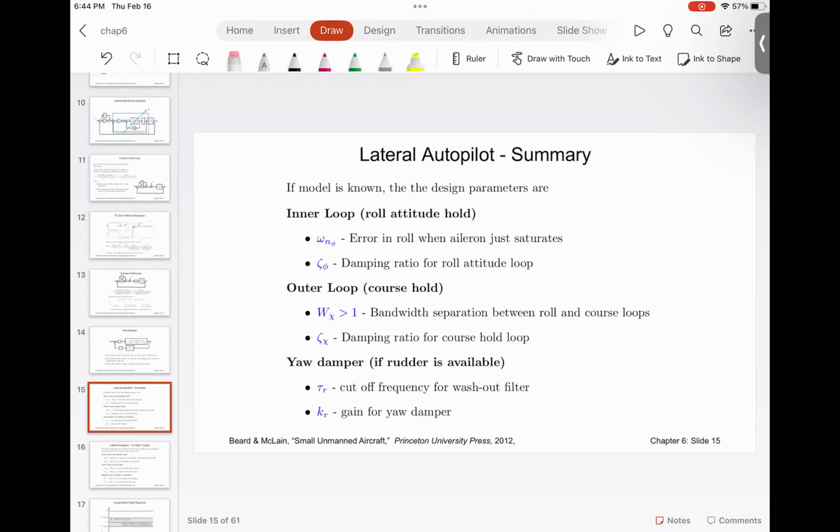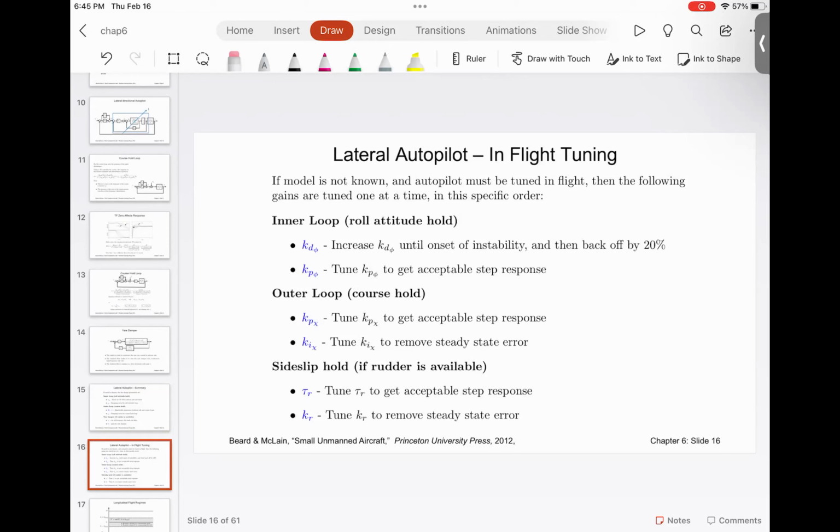This is the summary of lateral autopilot, wherein you have an inner loop, you have an outer loop, and you have a yaw damper, and you are going to adjust these different parameters so that all those loops get successively closed. Now, for the lateral autopilot, how it is done in flight. Please understand, depending upon the flight condition and disturbance, those controller gains need to be tuned. Either the pilot tunes them, or sometimes you have an autopilot system or a flight control system that adjusts the gain.